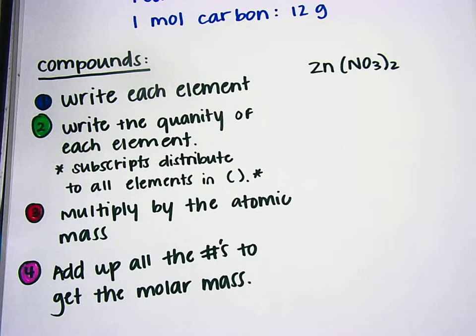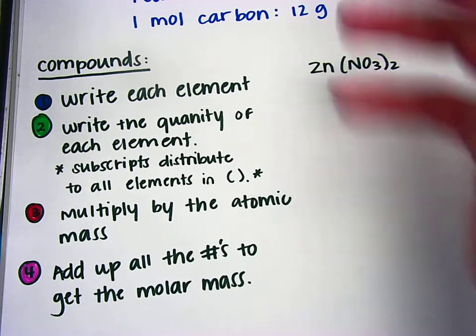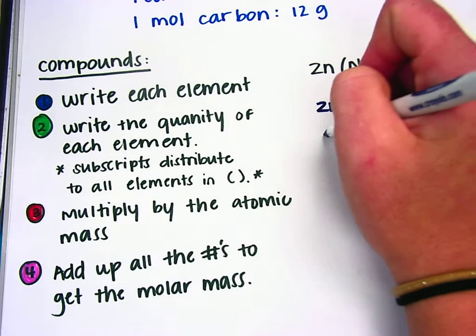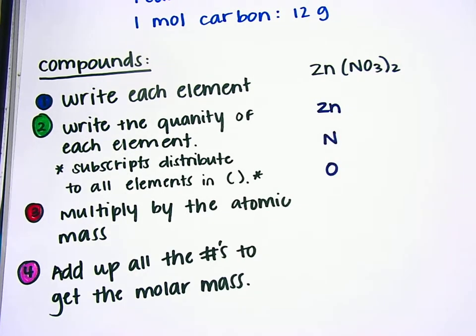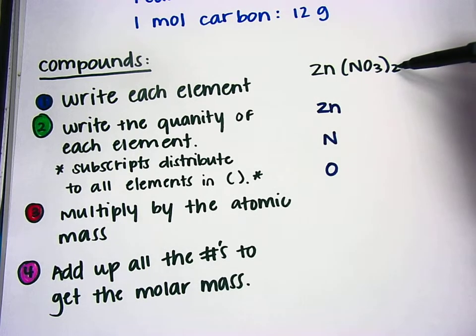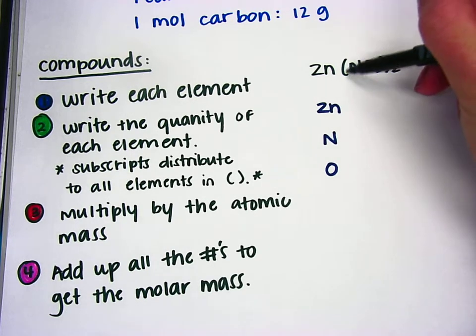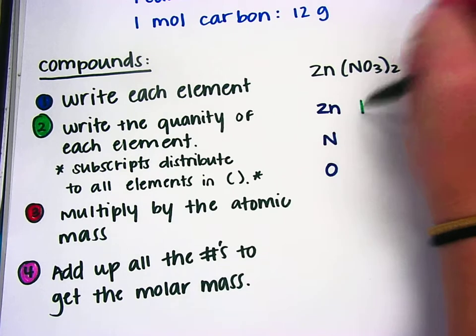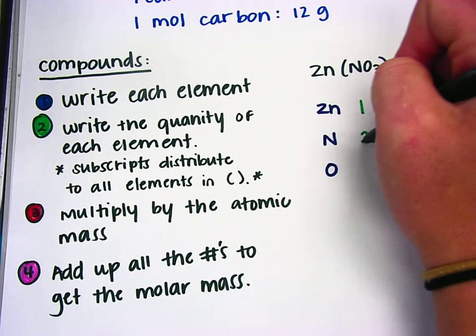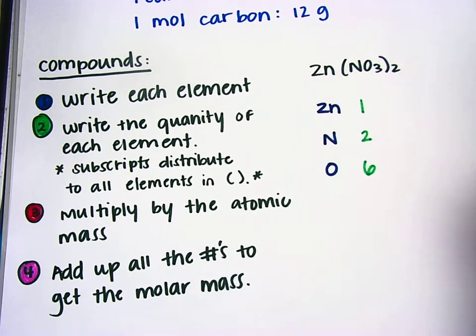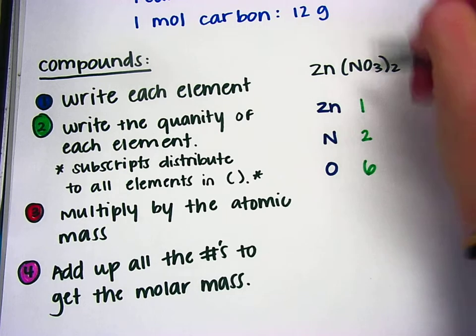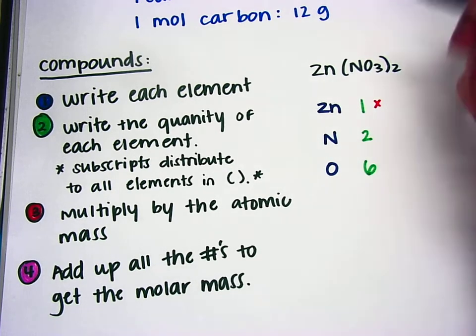The first thing you're going to do is write down each element. So I'll write zinc, nitrogen, and oxygen. That is all of step 1. Step 2 is to write down the quantity, and you have to remember that subscripts like this 2 will distribute to everything inside. So for zinc you have 1, nitrogen there's 2, and oxygen there are 6. So that's step 2. Step 3 is to go back and multiply by the atomic mass. So I'll use the periodic table to find the atomic mass.